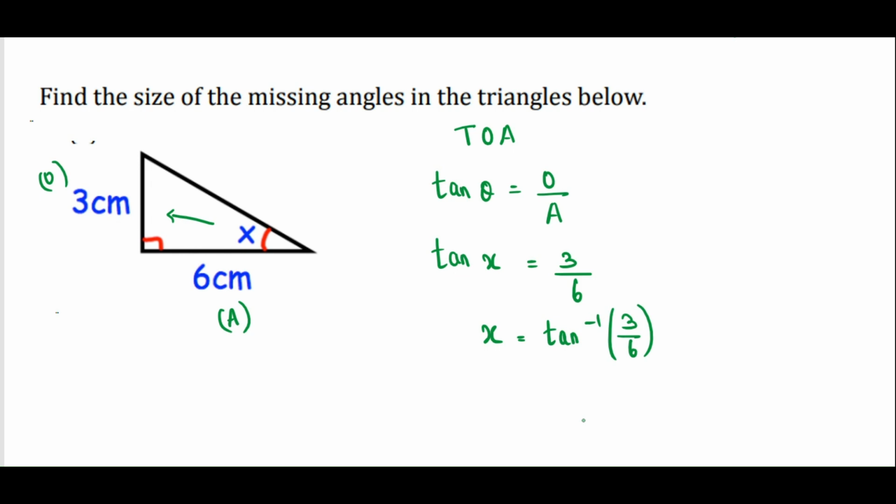So you end up with x equal to 26.5650518. So x is equal to 26.6 degrees to 1 decimal place.